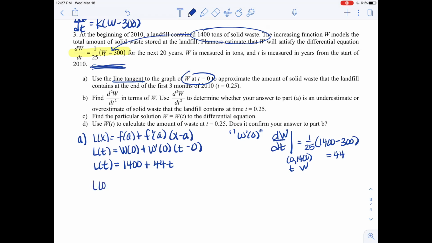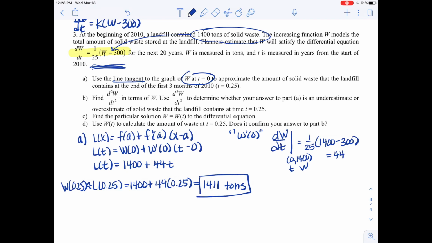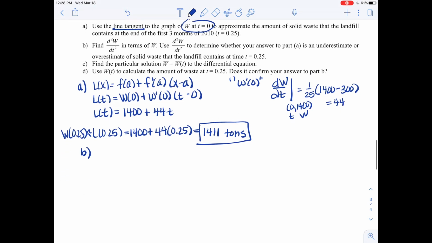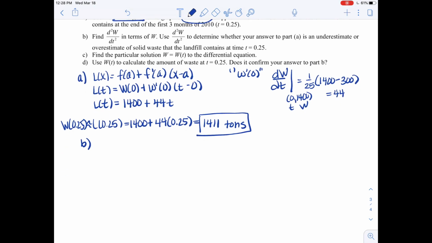Okay, so we're using this to approximate the amount of waste at 0.25. You're going to end up plugging in 1400 plus 44 times 0.25. When you simplify that, it comes out to be 1411. So you would say there's approximately 1411, I believe it's in tons, obviously watch your units, yep, tons of waste at 0.25. Okay, part B: find the second derivative in terms of W and use it to determine whether your answer to part A is an underestimate or an overestimate at t equals 0.25.